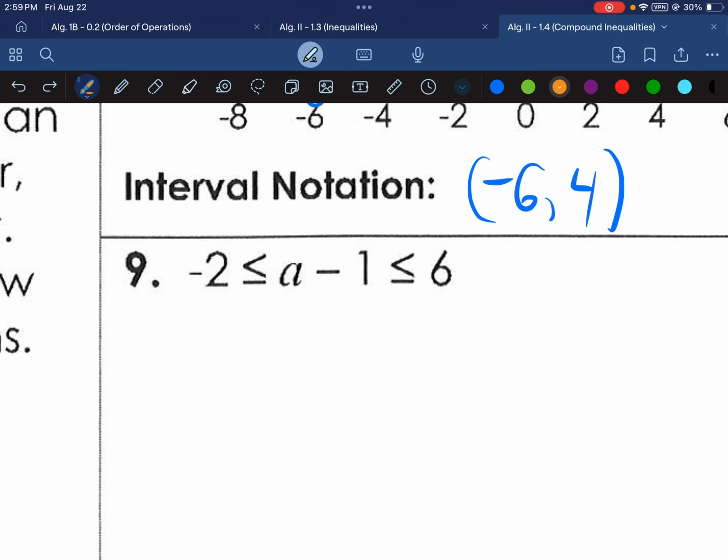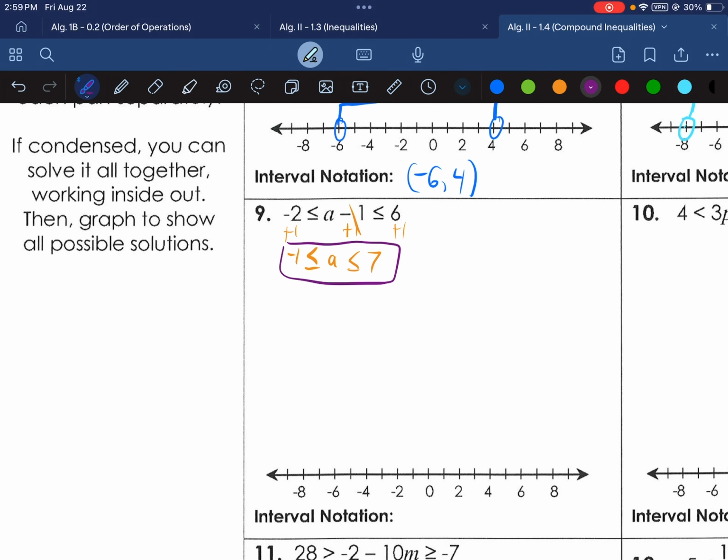And so A is being subtracted by 1, and so I add 1. And if I add 1 in the middle, I add 1 to both sides as well, on the left and the right. So I add 1 to all 3 parts, resulting in -1 is less than or equal to A, which is less than or equal to 7. And now my A is by itself, so I solved it. And it's already written in the condensed form, which is nice that we don't have to rewrite it that way. So I'm going to put a closed circle at -1, a closed circle at 7, and connect the two. And it'll be [-1, 7], and they'll both be brackets since they're both or equal to and closed circles.